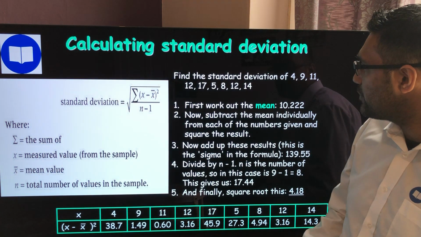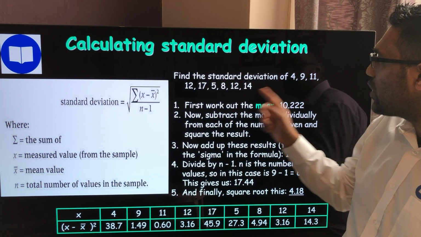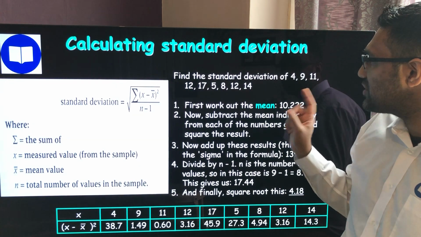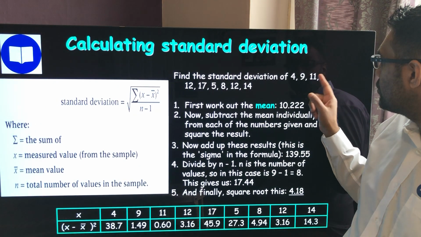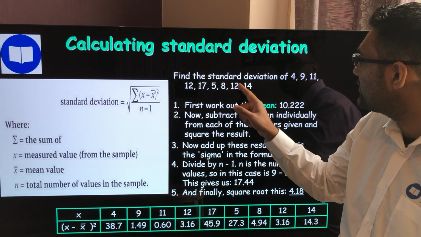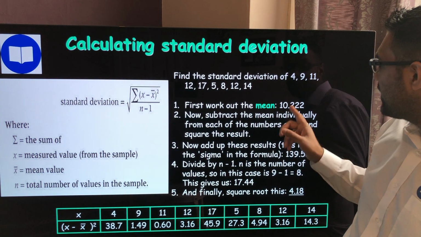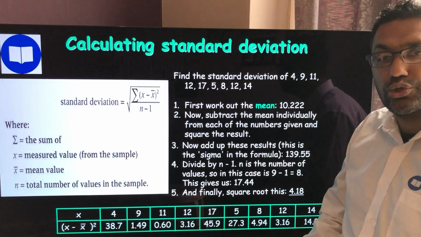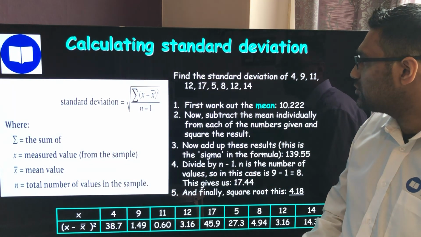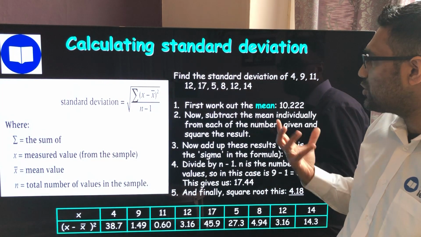Okay, what do I do to those numbers? Well, first thing I need to do is work out the mean for those numbers. I add them together and divide it by 1, 2, 3, 4, 5, 6, 7, 8, 9. There's 9 numbers. So add them together, divided by 9, gives me 10.222. Okay, so that's the mean. Now, what do I do with that mean?